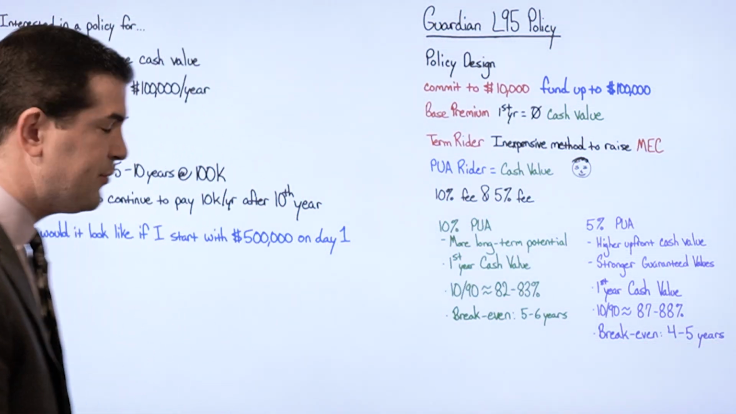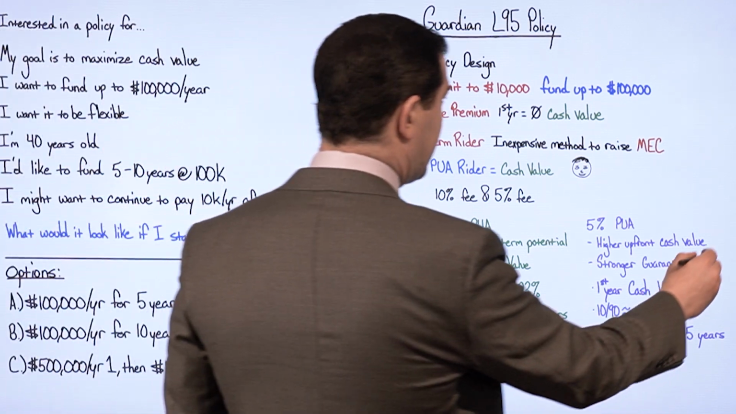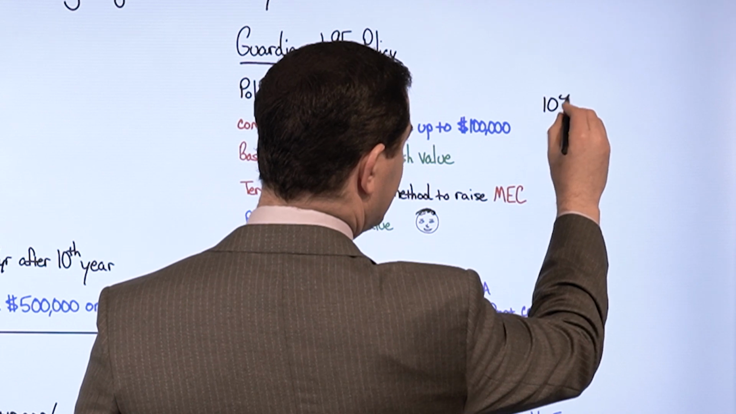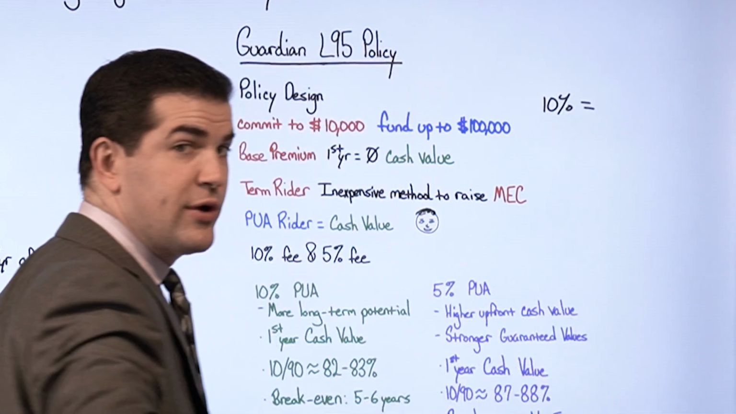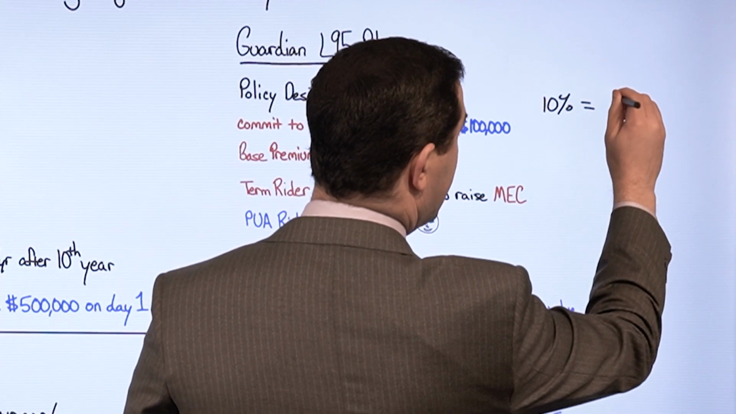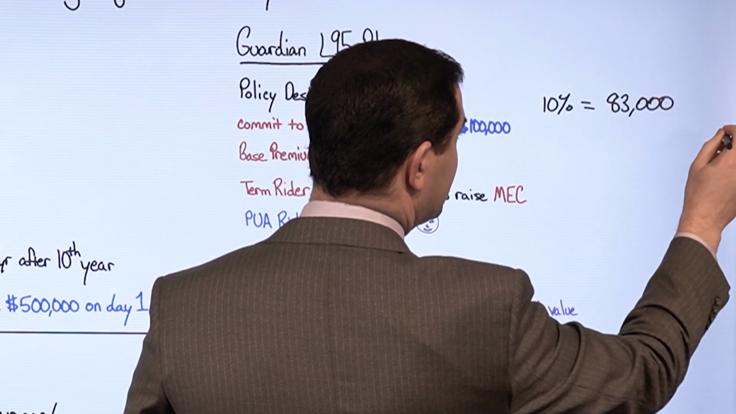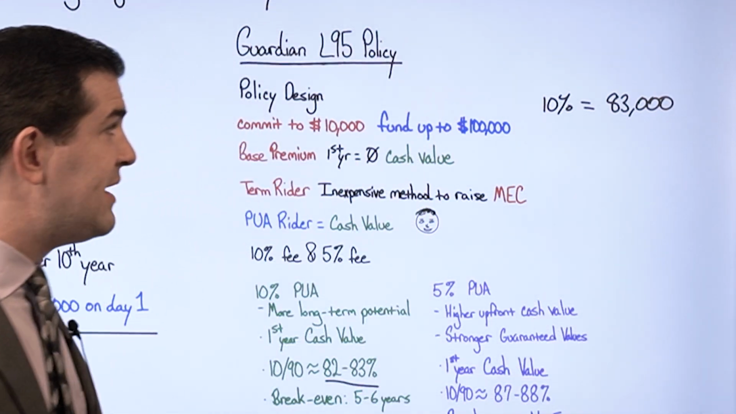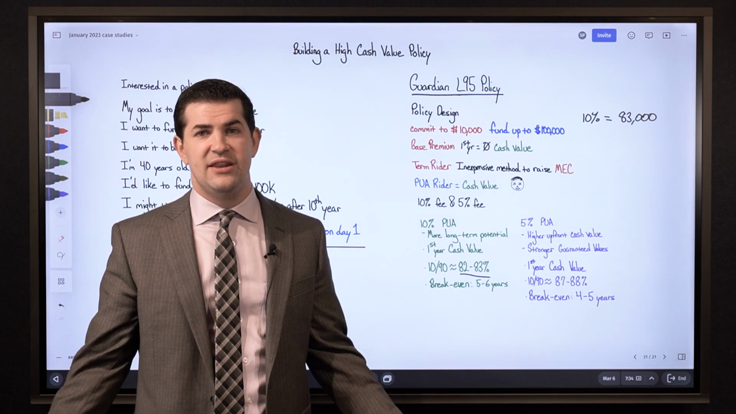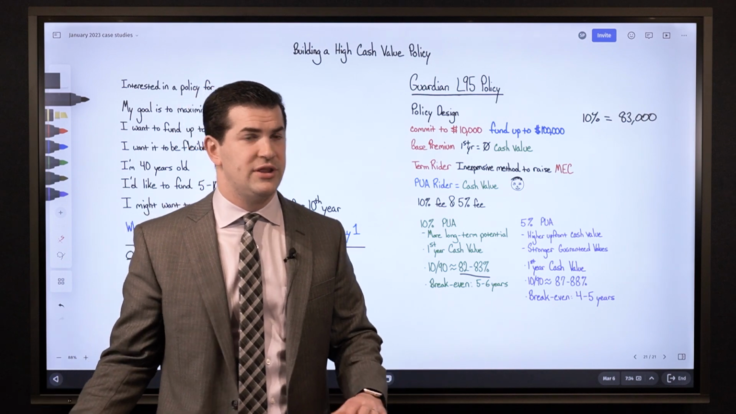So what that means is if we look at this particular case, if I'm funding $100,000 per year, if I go with a 10% PUA fee, what's your first year cash value? At 82 to 83%, let's round up, you'd be at about $83,000, which no matter how you slice that, how much of a hit is that in the first year? $17,000. So that's what we have to ask ourselves, are we comfortable with it?